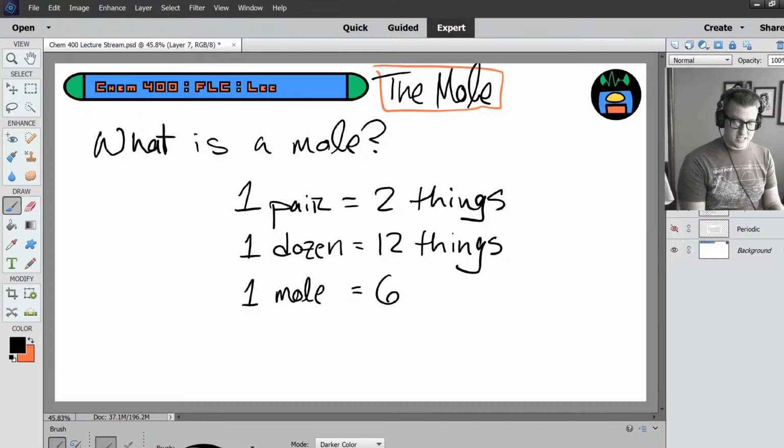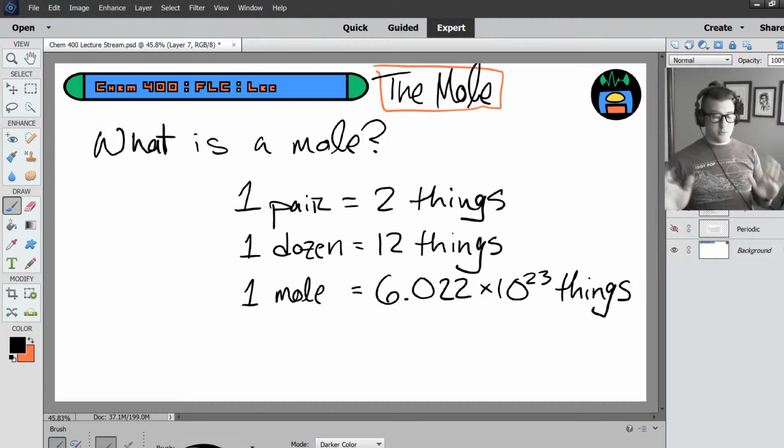So 1 mole is 6.022 times 10 to the 23rd things. All right? That's all a mole is.